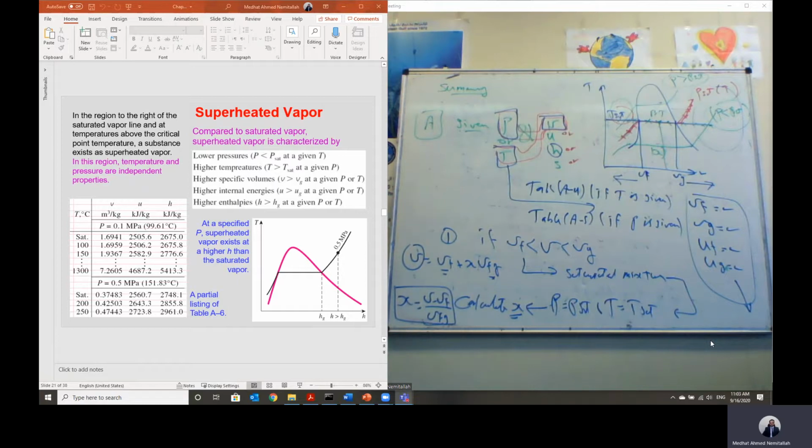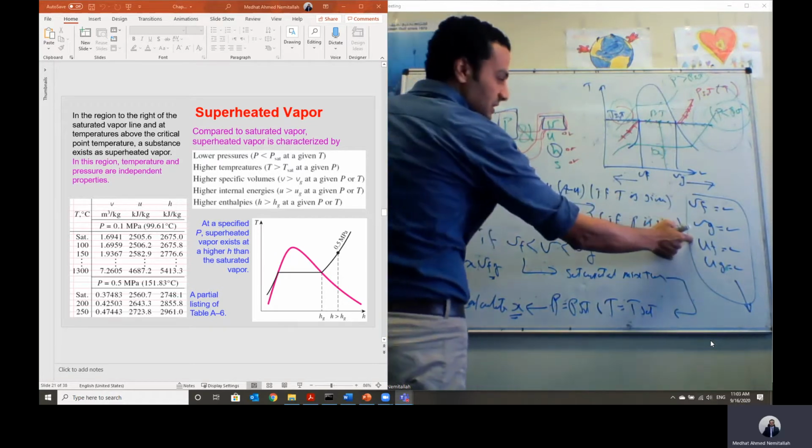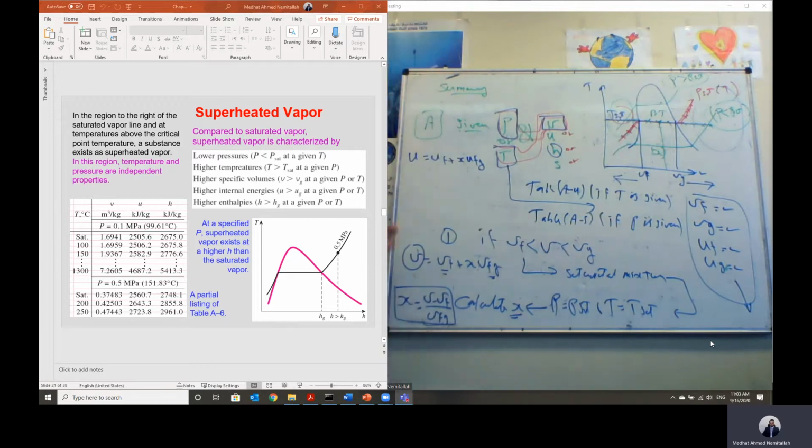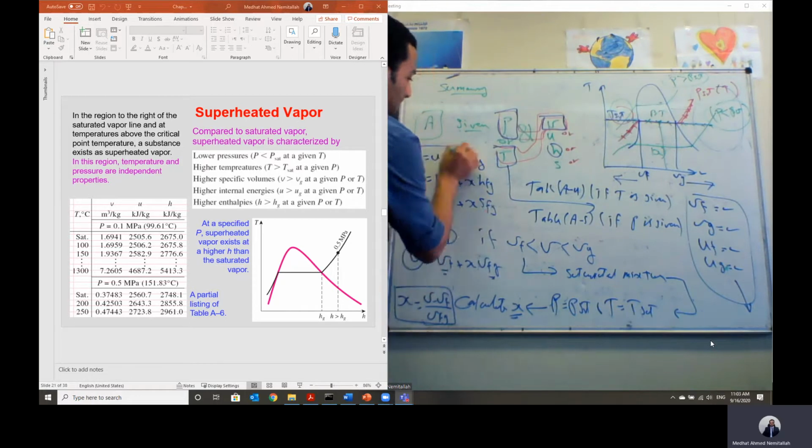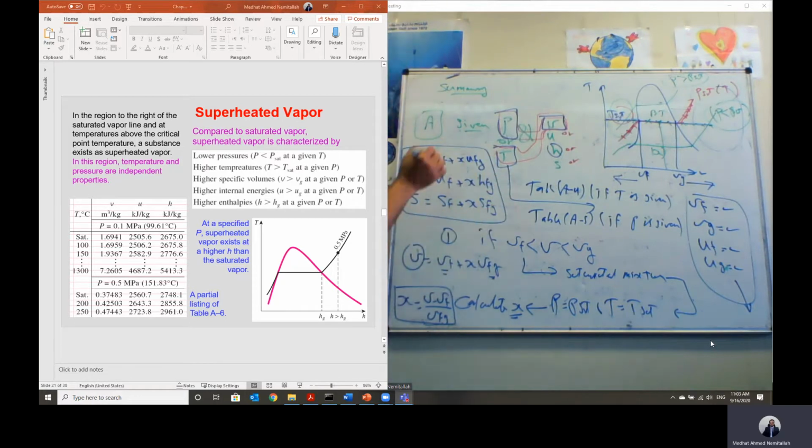Then I can calculate the other properties. Internal energy will equal U fluid plus X times UFG. We can get U fluid and UFG from the table by the given temperature or the given pressure. And like this, enthalpy will equal H fluid plus X multiplied by HFG. Entropy will equal S fluid plus X multiplied by SFG. And by this, we can calculate all the other properties.